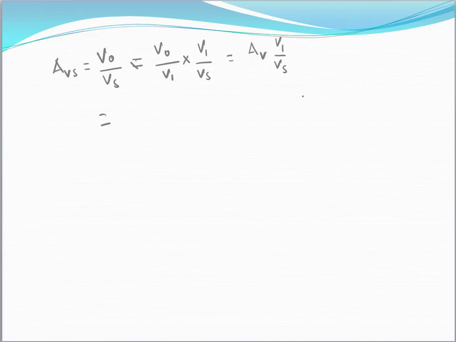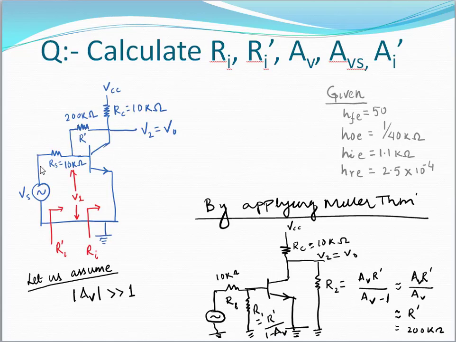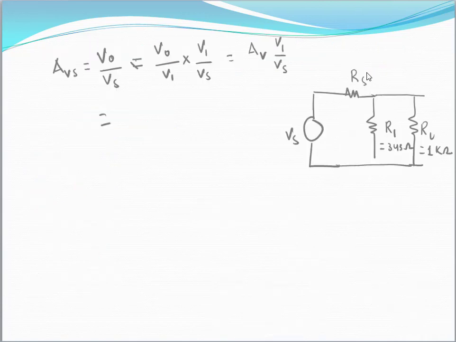So at the input port we can draw it like this: this is Vs and Rs is here, R1, this is R1, and here the input resistance that we have calculated, 1 kilo ohm, this is 1 kilo ohm, and this we have already calculated, 343 ohm, and this Rs value is 10 kilo ohm. This is 10 kilo ohm.